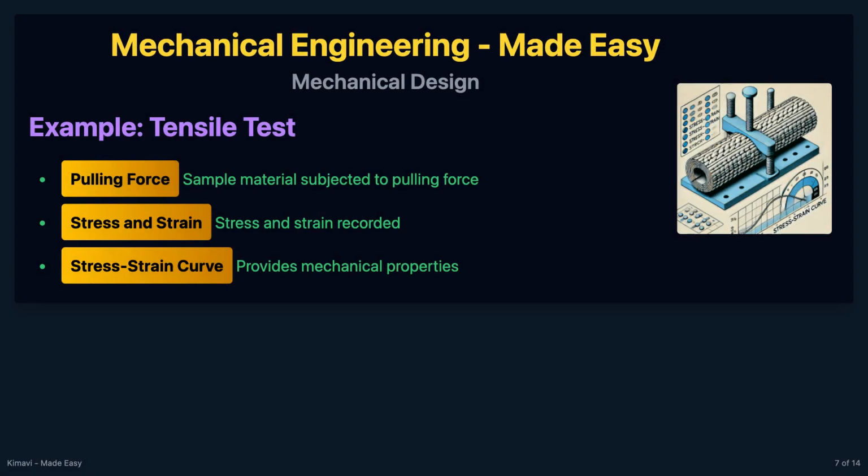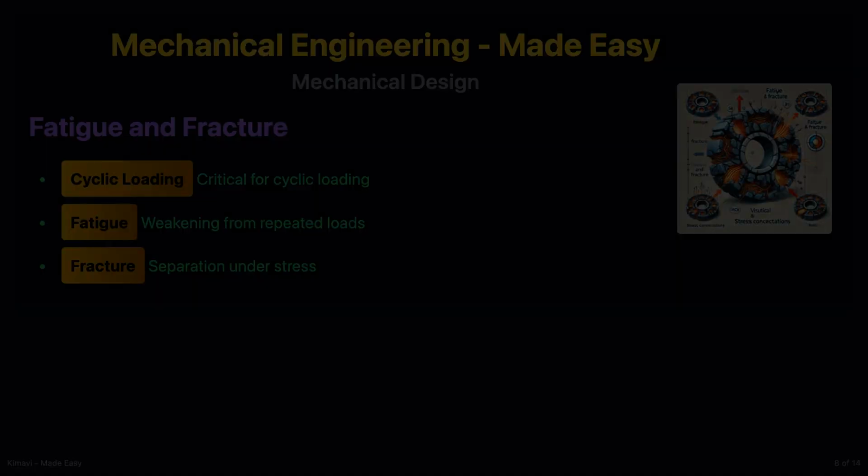In a tensile test, a sample material is subjected to a pulling force until it breaks. The stress and strain are recorded throughout the test to create a stress-strain curve, which provides valuable information about the material's mechanical properties, such as the yield strength, ultimate tensile strength, and Young's modulus.